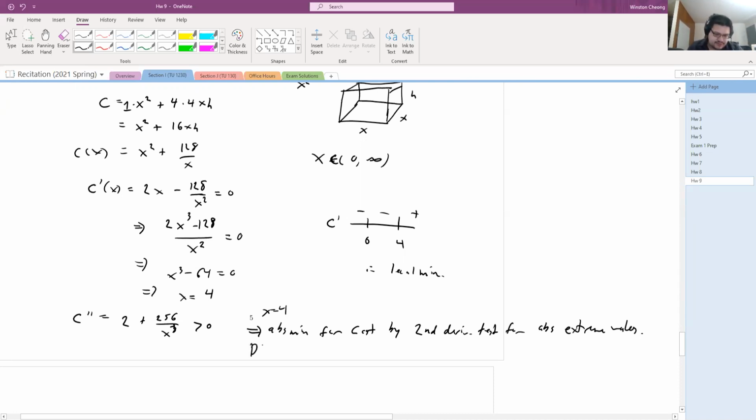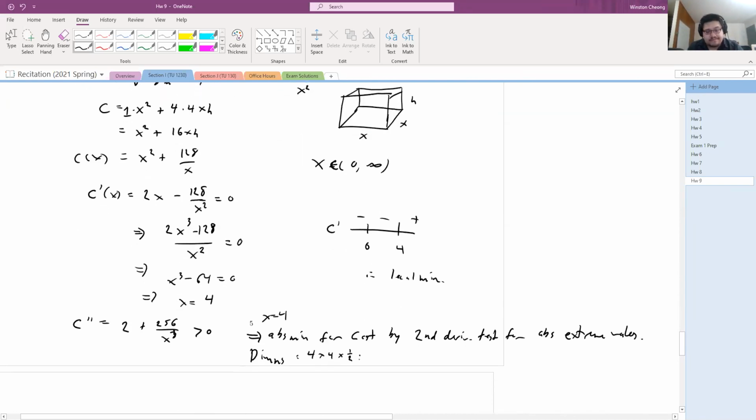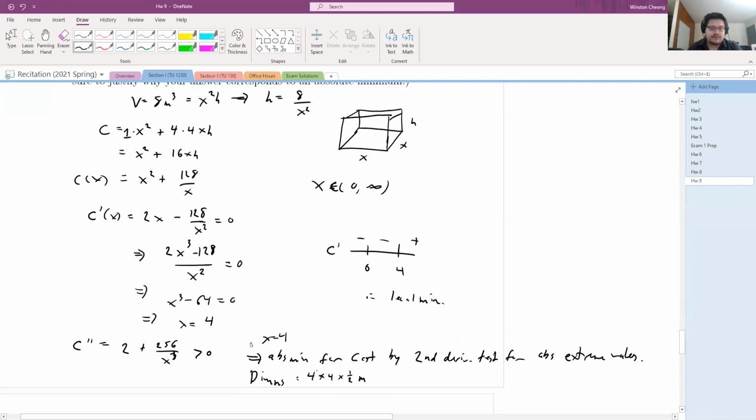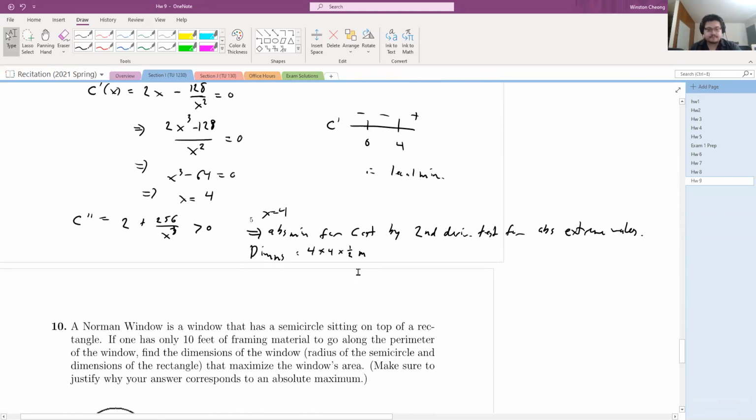Dimensions, you can plug those in and you'll get 4 by 4 by a half, and these are in terms of what? Meters. Yeah, because x is equal to 4, so the base is 4 by 4. Height is going to be the thing that makes the volume equal to 8, so a half.